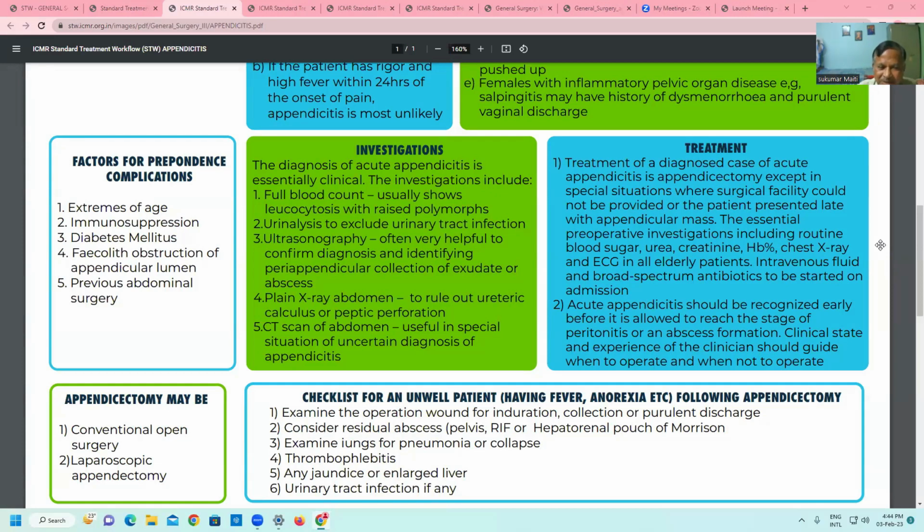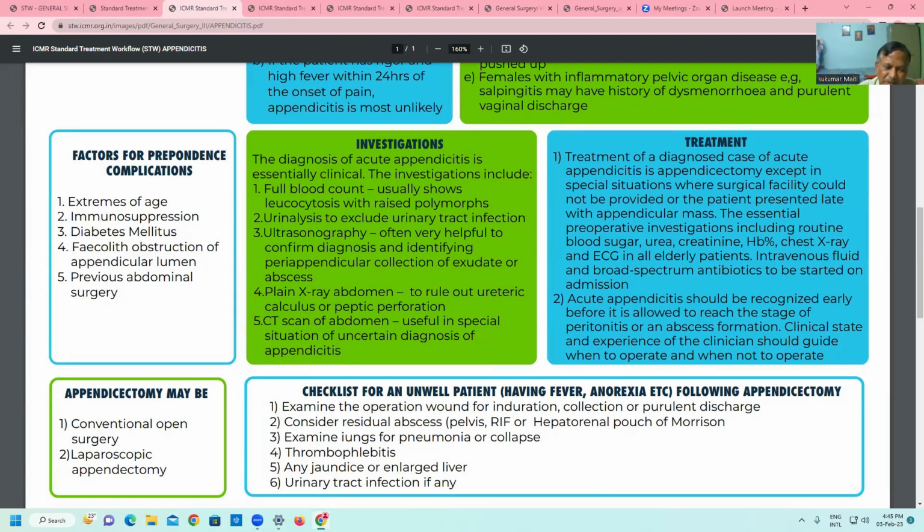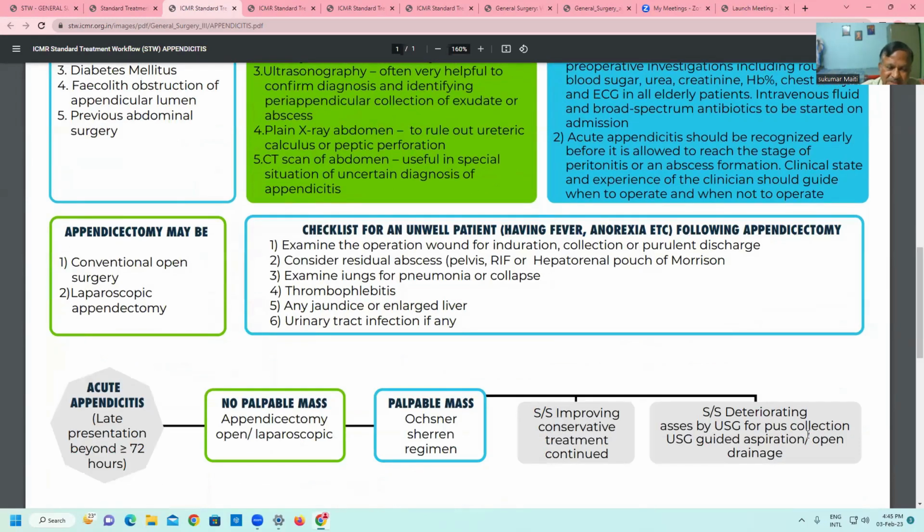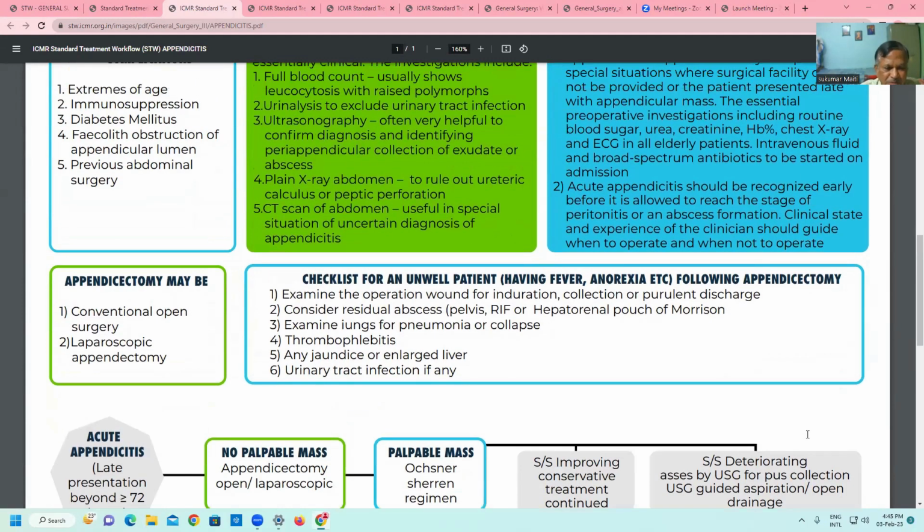We should remember that complications are more common in certain situations: at the extremes of age, when the patient is immunosuppressed, and in diabetes mellitus. So in those cases, we should never delay the diagnosis, and treatment of acute appendicitis should be contemplated as early as possible. Appendicectomy is the standard treatment for acute appendicitis, unless in a special situation, for example when the patient is travelling on a ship, where it may not be possible.